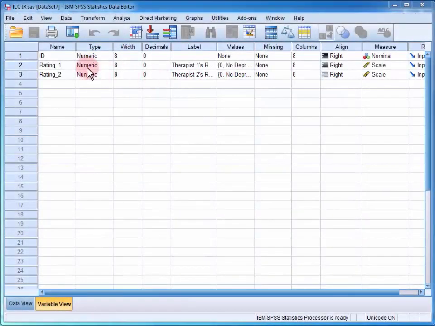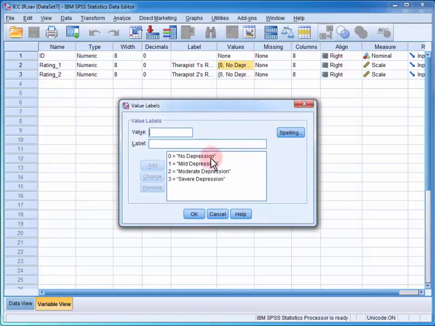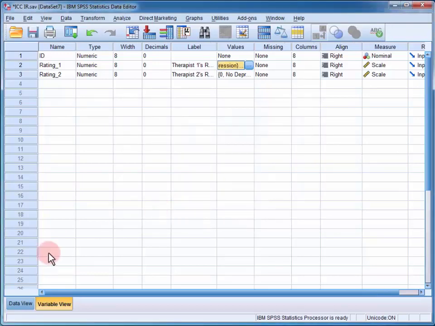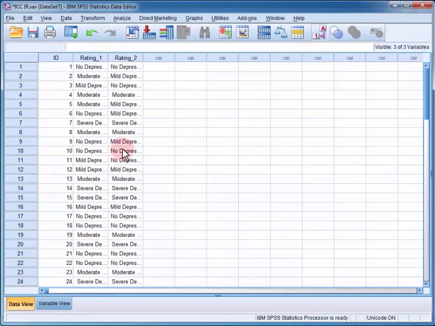In the data file, we have two variables of interest. We have the first therapist's rating of depression severity and then the second therapist's rating. We can see that depression is scored with 4 levels, ranging from no depression to severe depression. If I change the data view, we can see that both therapists rated the first individual as having no depression.